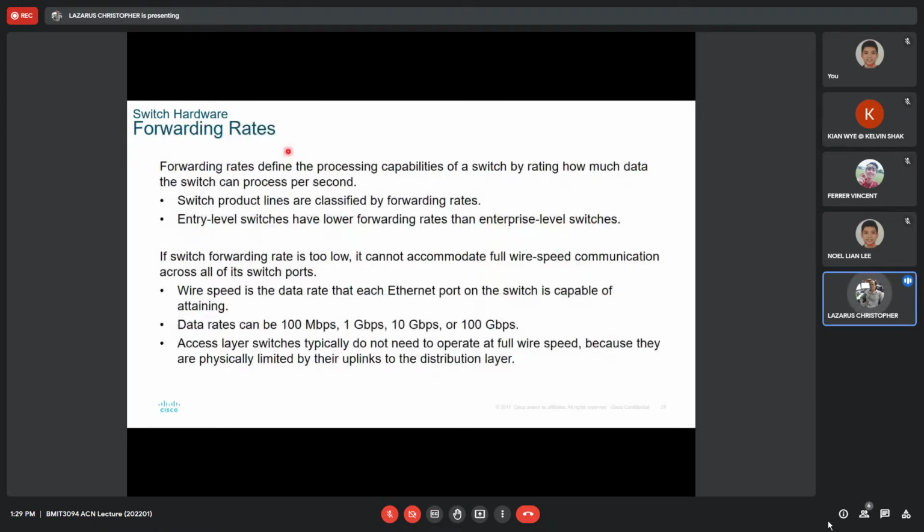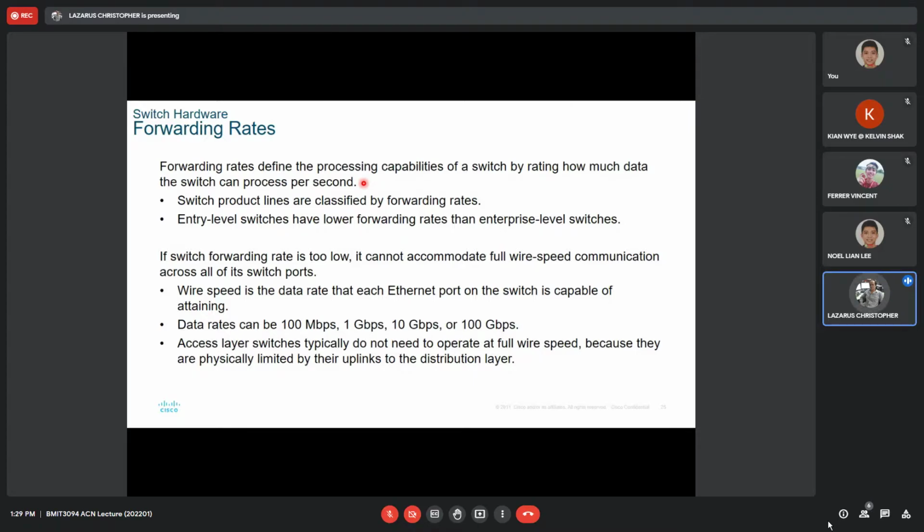Okay, so another thing that you need to consider when you purchase a switch is forwarding rates. Forwarding rates basically is the speed in terms of per interval of time, right? So normally the interval of time is measured in seconds. So how much data can you forward within a second? This is basically based on the capability of the switch CPU, right?